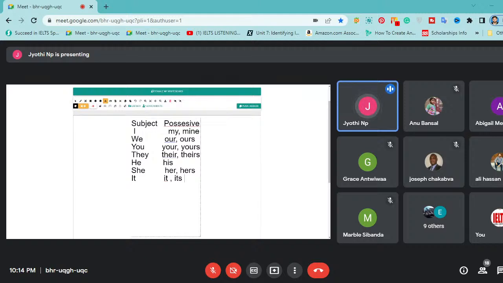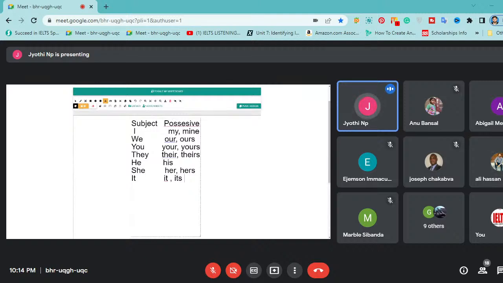Did you all get it? Yes, ma'am. Especially this part, subject pronouns, this is very important. You need to understand this, because when we take up anything, this part, the person, that is first person, second person, third person, will be used most of the time. So you need to understand this very, very carefully.